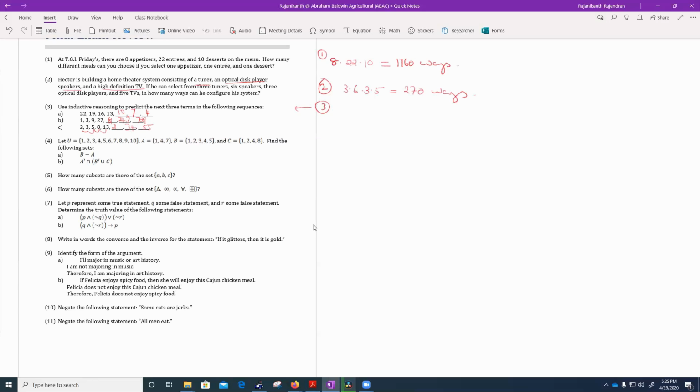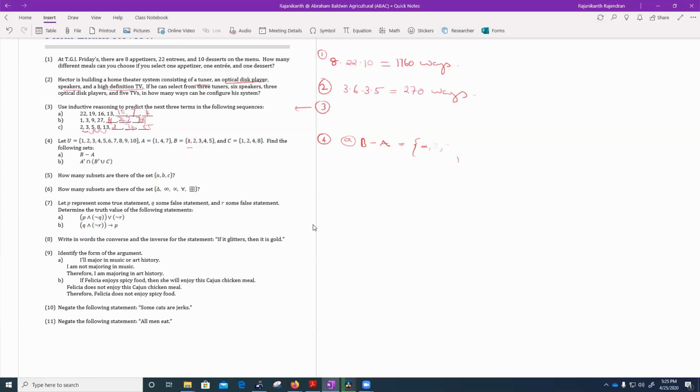Okay. So let's do number 4. You are given universal set U, and sets A, B, and C. Find the following. So how do you find the set B minus A? That means basically you are collecting the elements from B which are not in A. So look at the elements from B and exclude the elements which are in A. So 1 and 4, we don't want those. So the remaining are going to be in B minus A: 2, 3, 5.